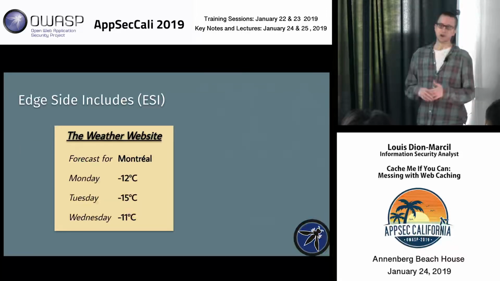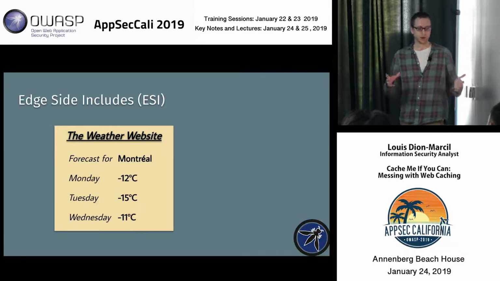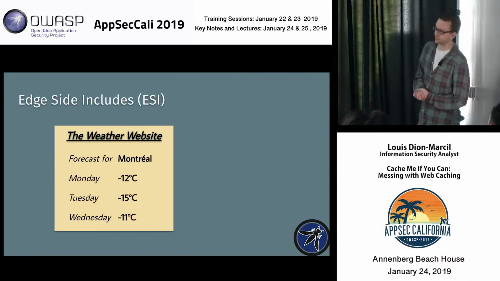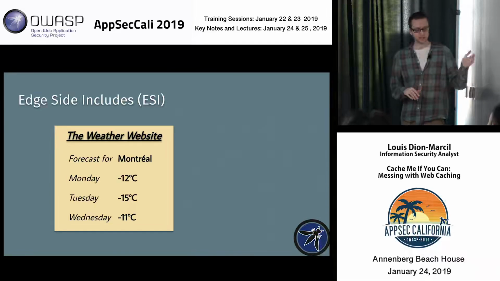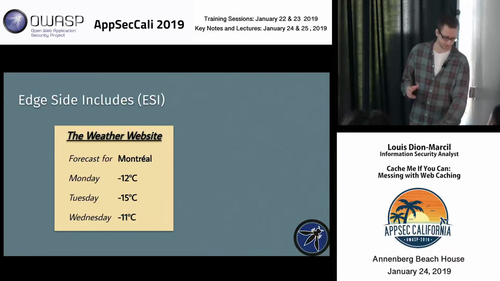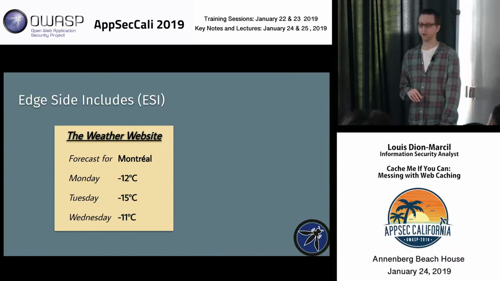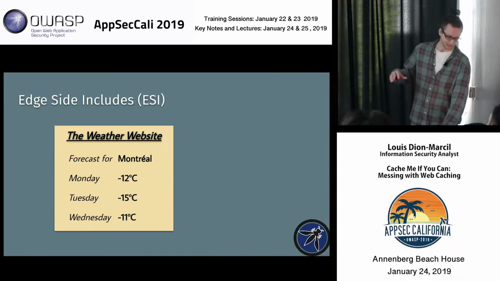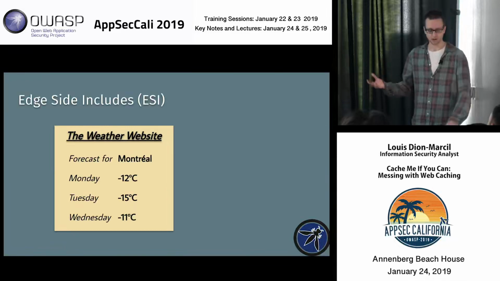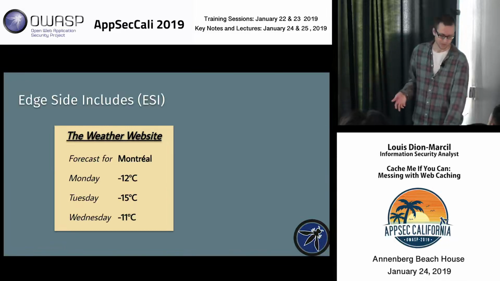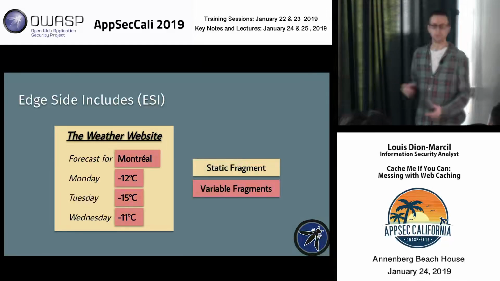So a brief example of how that would look on a real website. Let's look at this very simple weather website. So you have just a weather website and then the forecast for Montreal. You can see that it's really cold in Montreal, but also that this is a very simple example, and that to the end user, this is just a regular HTTP response. There's nothing alarming there. But to the ESI-enabled caching server, this might be multiple fragments.